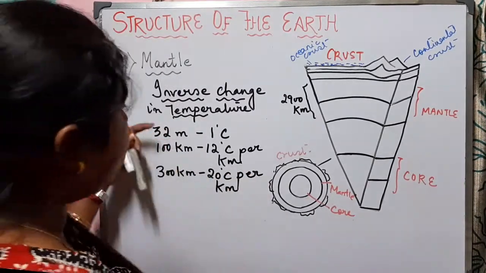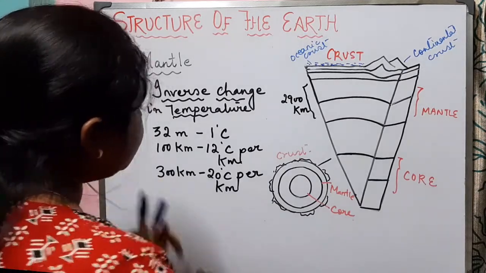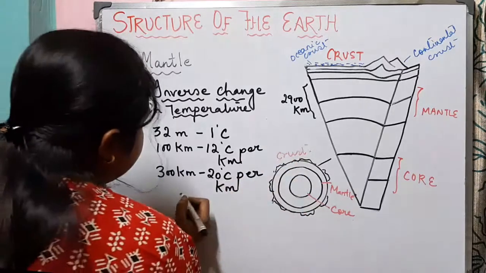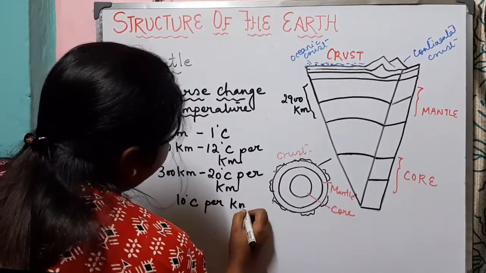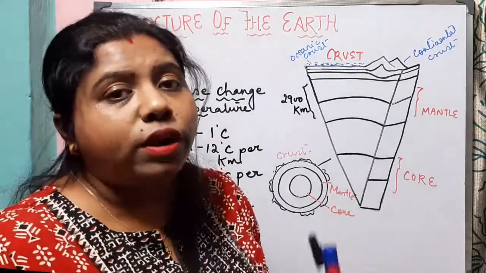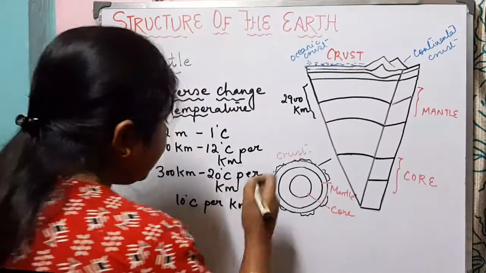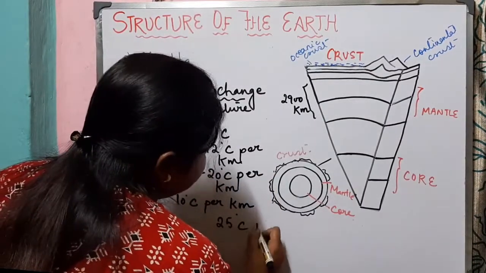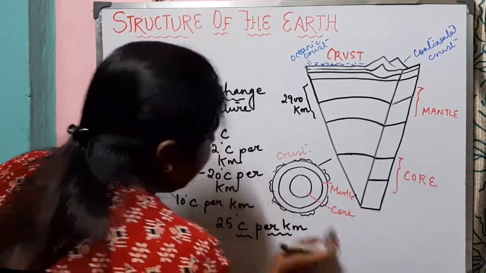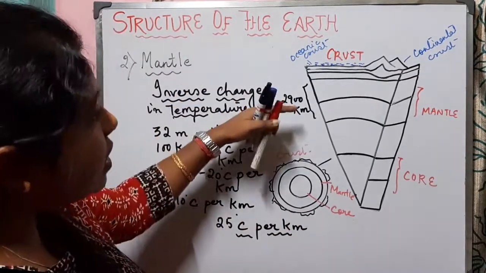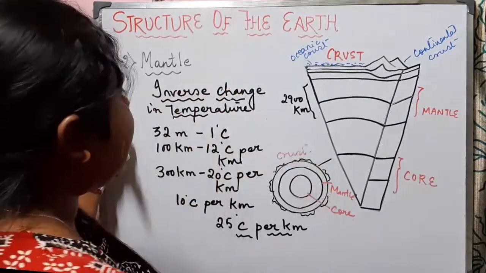So we can say that with depth, there is a variation in the increase in temperature. As we go deeper, it is 10 degrees Celsius per kilometer. On average, with depth, the increase in temperature is 25 degrees Celsius per kilometer.